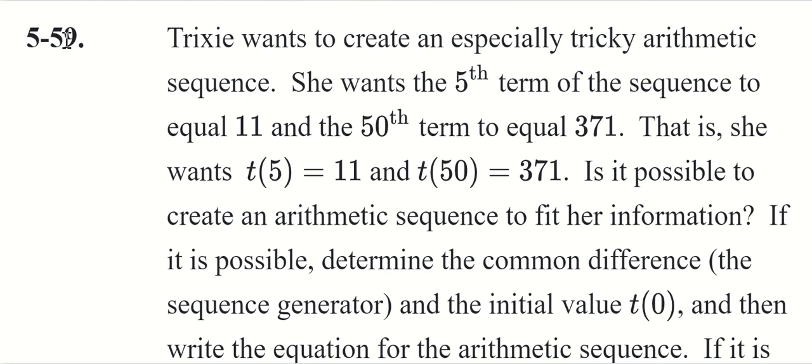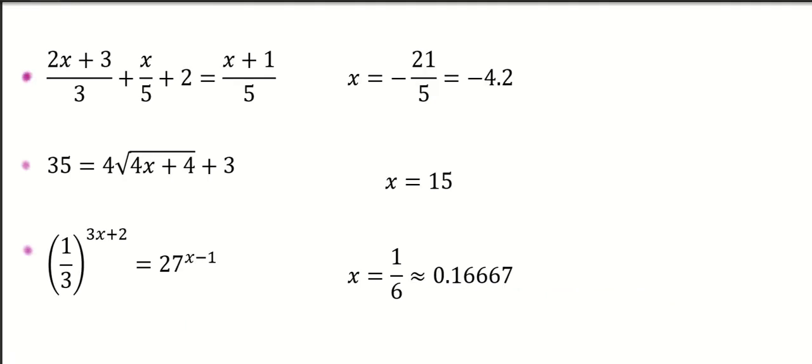This question right here, 59, I love. She's building the sequence and she knows that she wants the fifth term to be 11 and she wants the 50th term to be this. So if you think about it, I've got an input and an output, another input and another output. Can I create an arithmetic sequence here? Essentially, can I find an equation of a line that'll hit those two points?